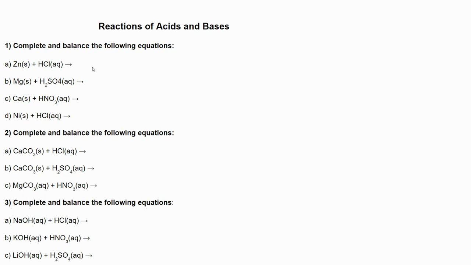So for example, for number 1, you need to be able to recognize what the reactants are going to be and then balance them. This is going to come by recognizing what type of reaction this is. So notice that it's a metal and an acid, and then you're going to look back on the notes and find out what the reactants are.